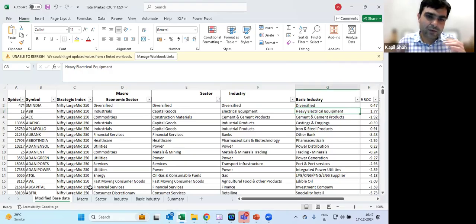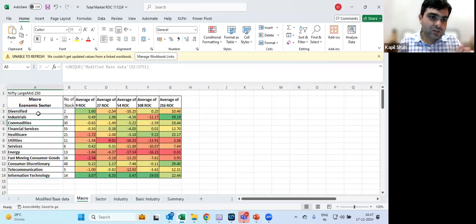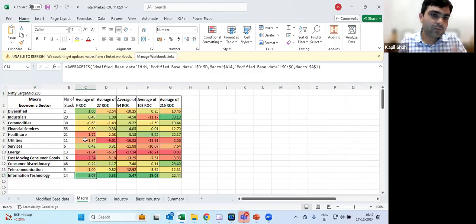So in this entire vast market, where the momentum is and where it is not, how do I understand this? Let's say the macroeconomic level. First, I look at the macroeconomic level because it gives me the broader structure. Here, in my large cap mid cap universe, there are 2 diversified stocks, 29 industrial stocks, and 30 commodity stocks. So in 9 days, I can easily catch out that information technology did well. This is a 3% momentum, followed by diversified, but diversified has a very small count.